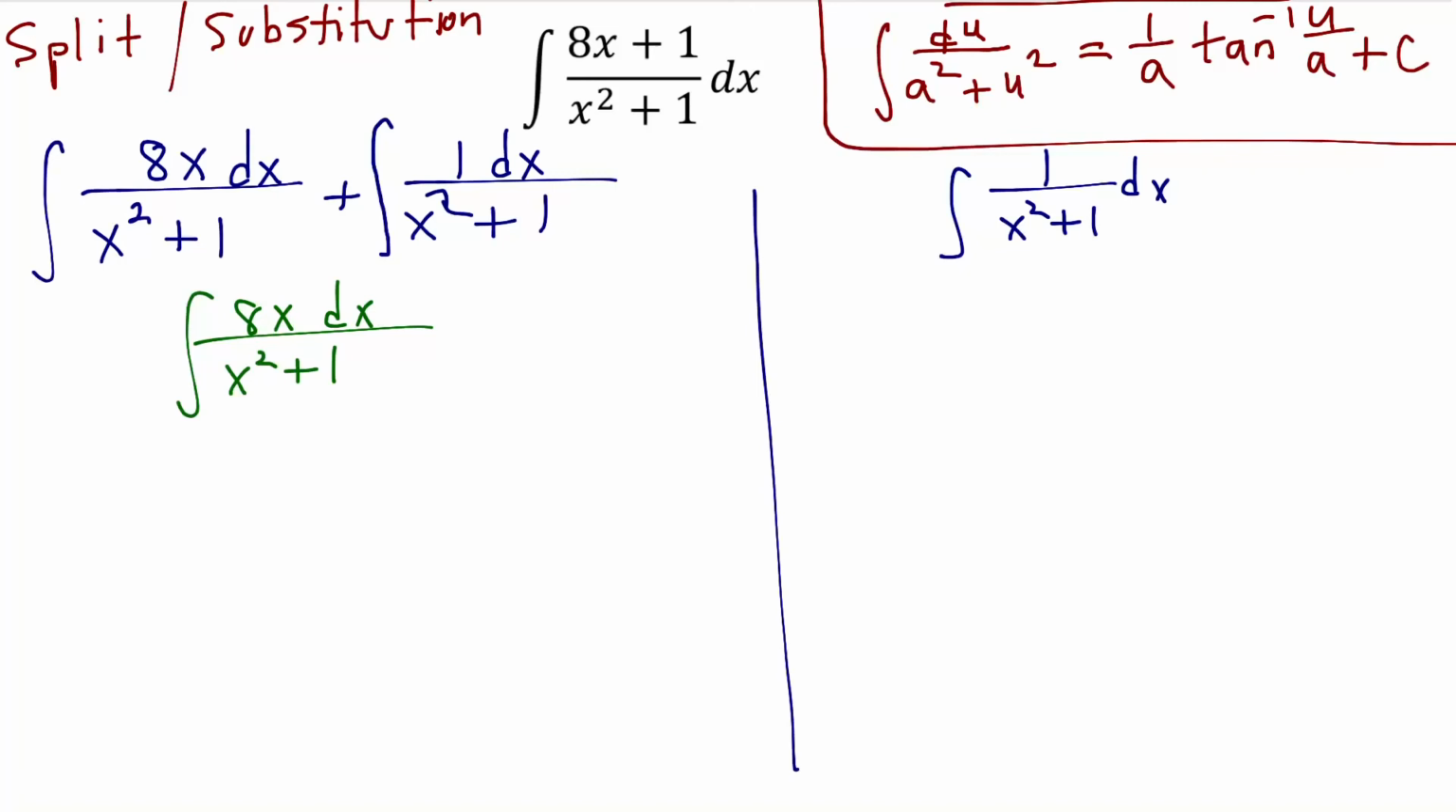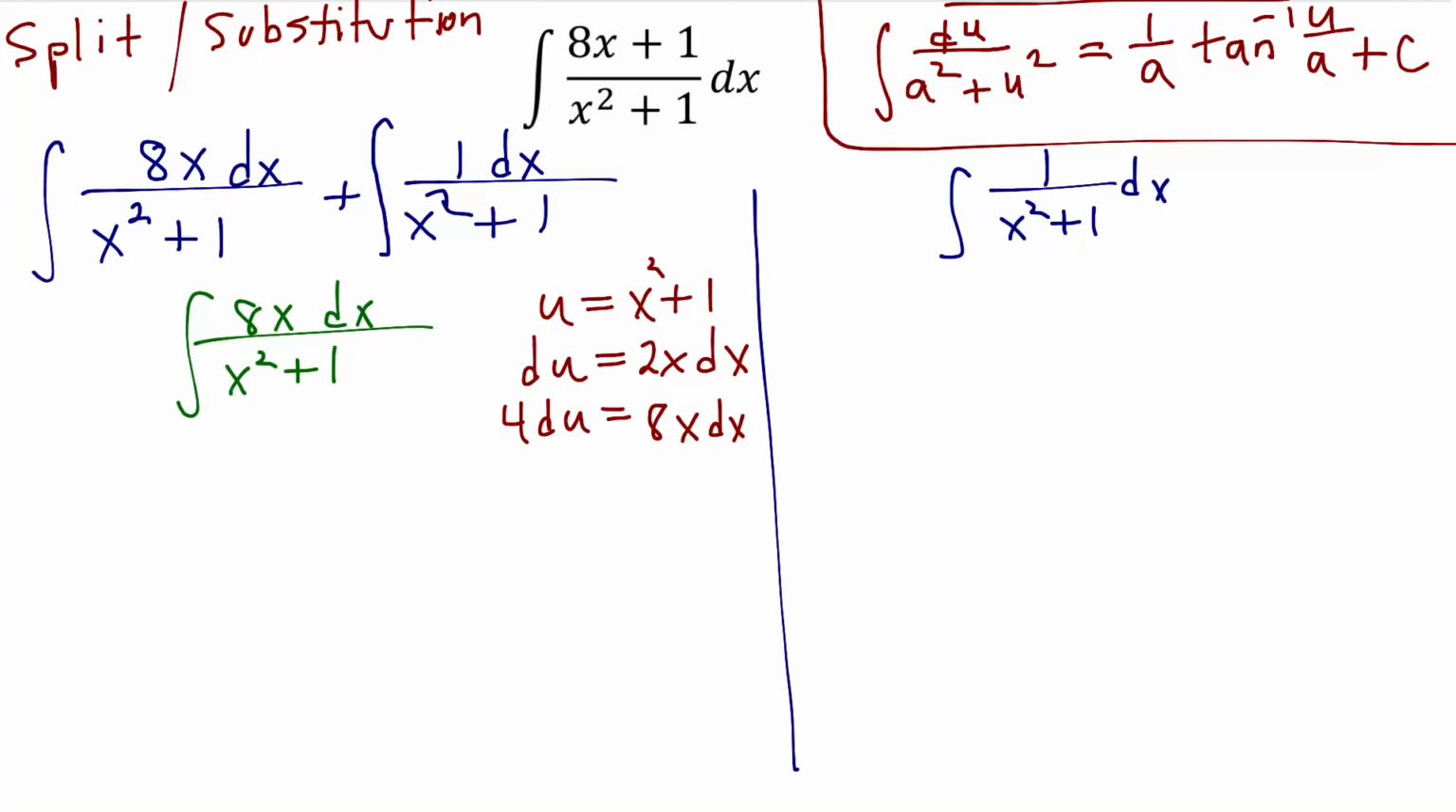All right, so now let's go ahead and do the one on the left first. So this one is going to be an ln. And that's because if I set u is equal to x squared plus 1, du would be 2x dx. Right, so I have an 8 out there, so I can say that 4 du is equal to 8x dx.